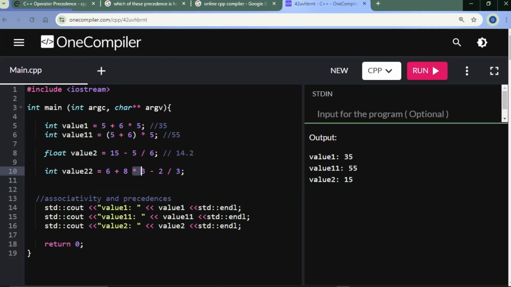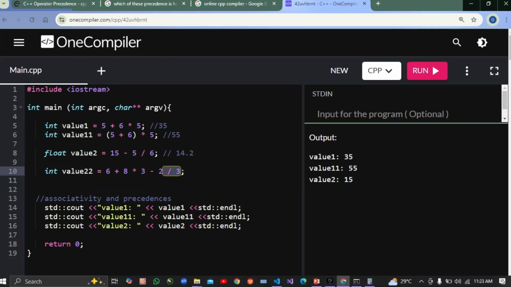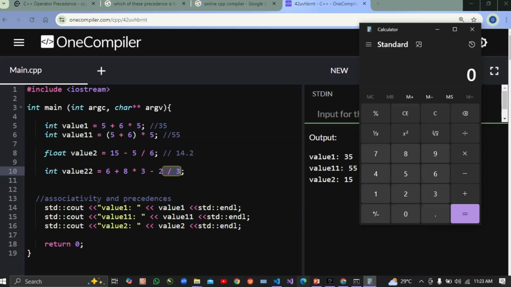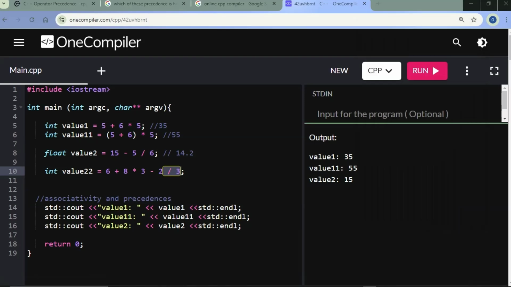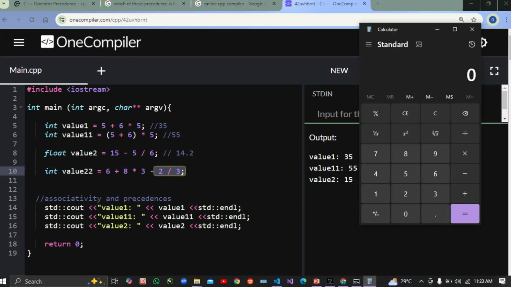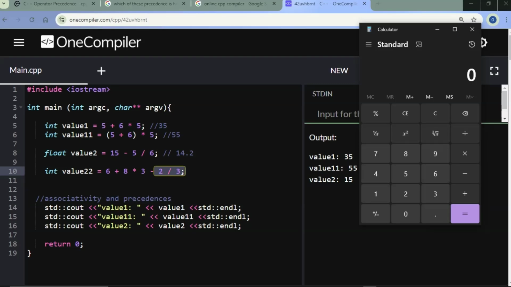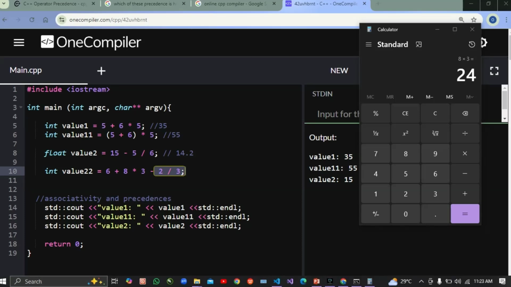So this is multiplication here, this is multiplication here, and this is division. But we have left to right. In our associativity, we have left to right. Left usually starts from the left, so we're going to do from this side to this side. So to get an accurate answer, we start from left to right. So we have 8 times 3, which is 24. That is what is stored.